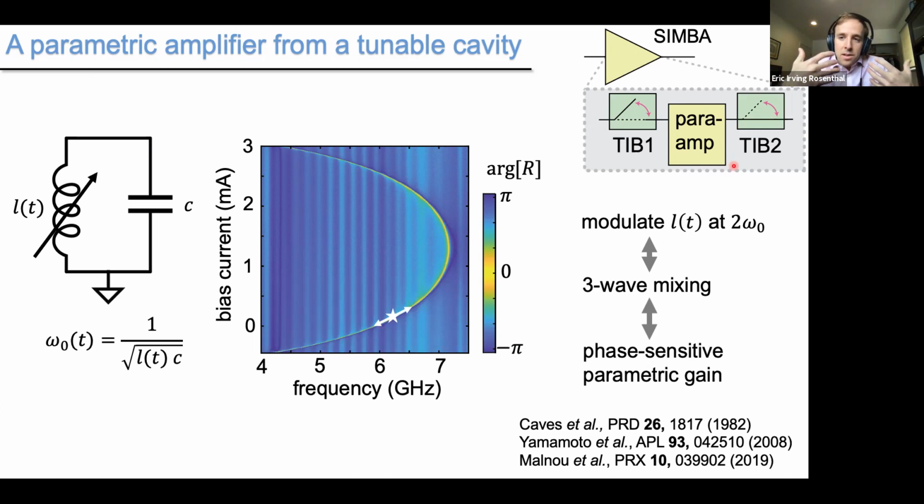Now, this type of amplifier is common in our field, but is usually a one-port device with a circulator placed at its output. What's novel about the SIMBA is that this amplifier is now a two-port device whose external coupling rates of those ports are tunable.